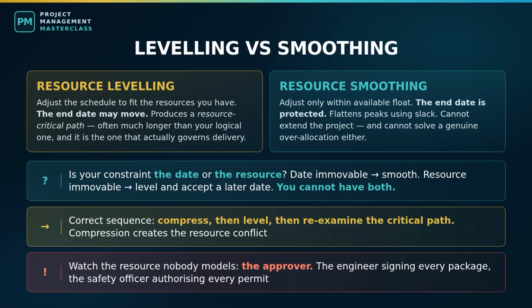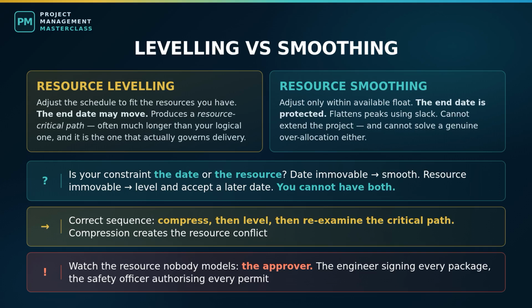Now, everything so far assumed something that is never true. It assumed that whenever an activity was ready to start, the people and equipment to do it were available. The critical path is calculated from logic and duration. It does not know you only have one splice crew.